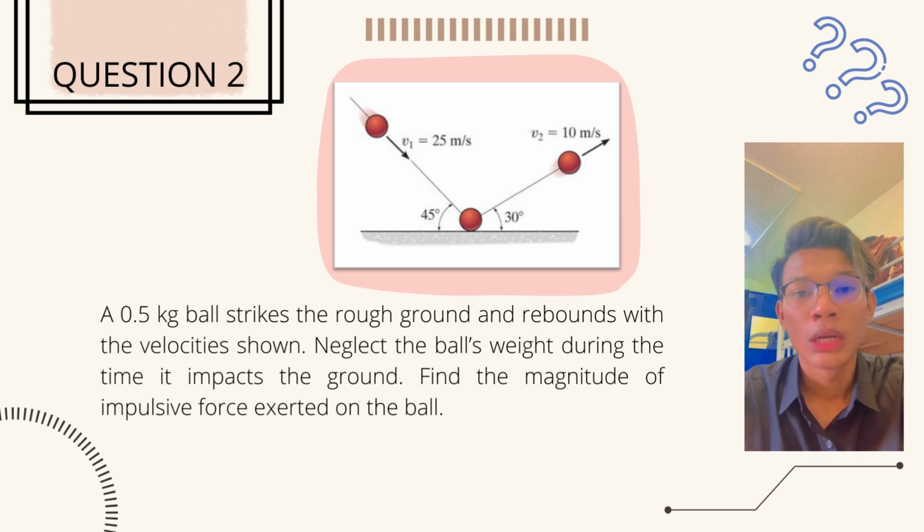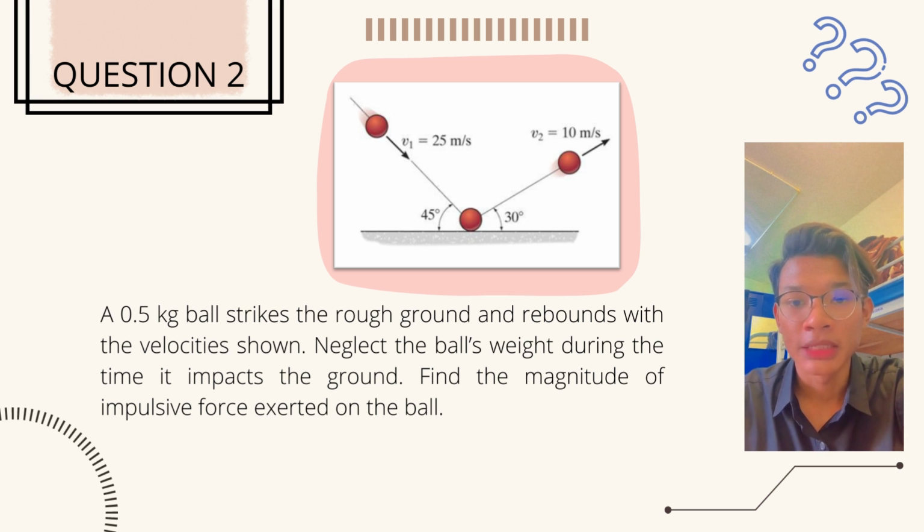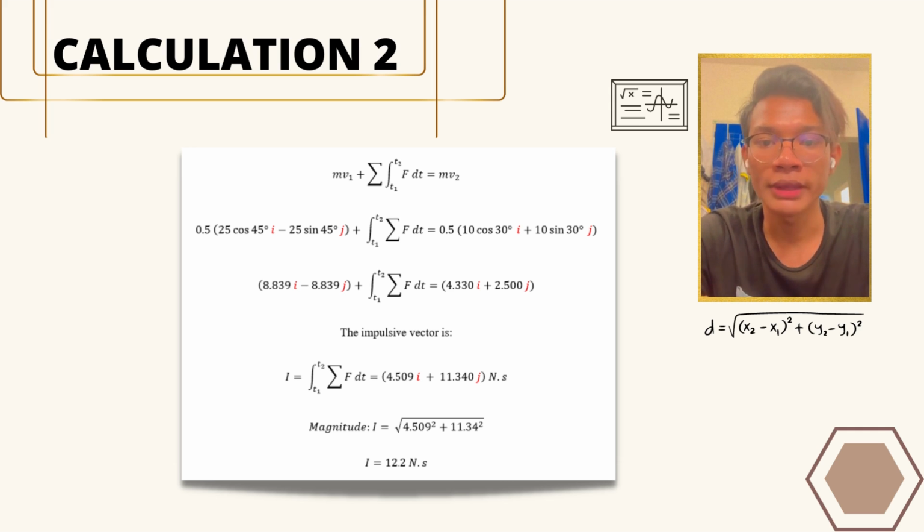For question 2, a 0.5 kilogram ball strikes the rough ground and rebounds with the velocity as shown in the picture. Neglect the ball's weight during the time of its impact on the ground. Find the magnitude of the impulsive force exerted on the ball. For calculation 2, to find the magnitude of the impulsive force, we will use the formula mv1 plus the sum of the integral of F dt equals mv2. Then, by solving the equation and inserting all the information given, we will get the answer, which is 12.2 meter per second.